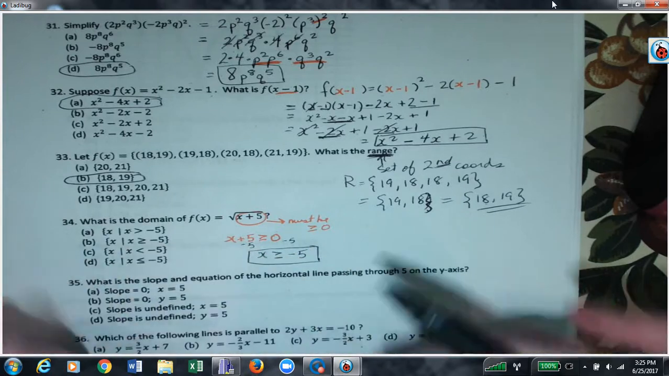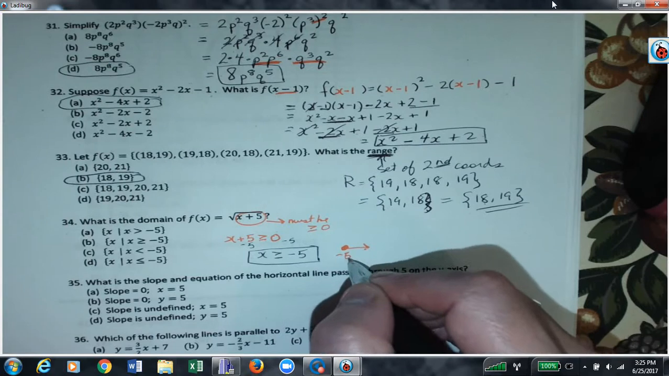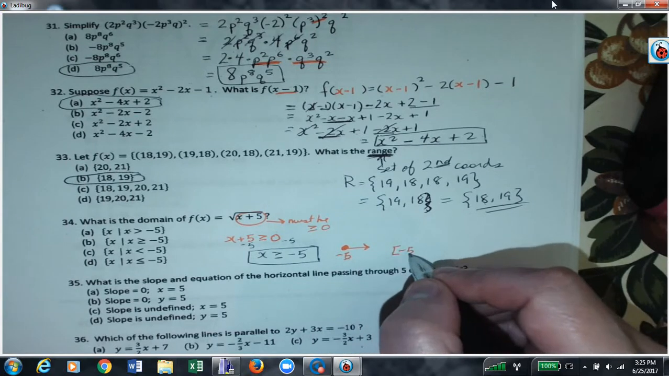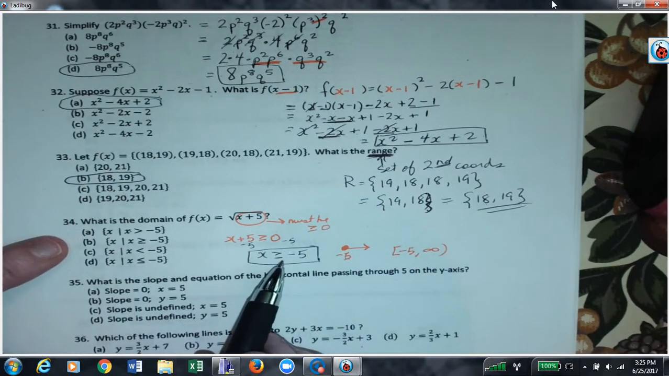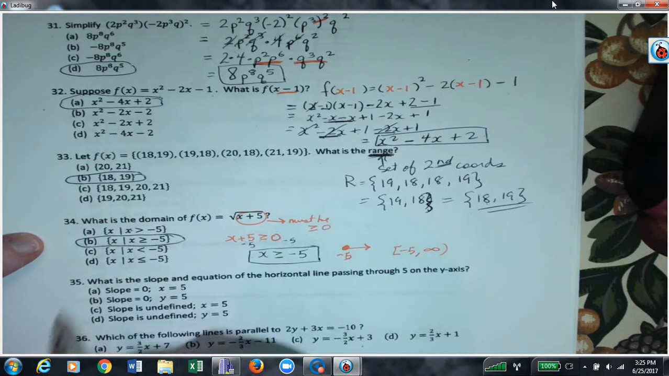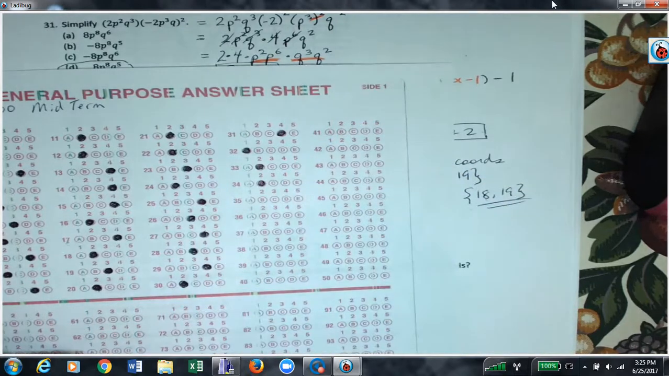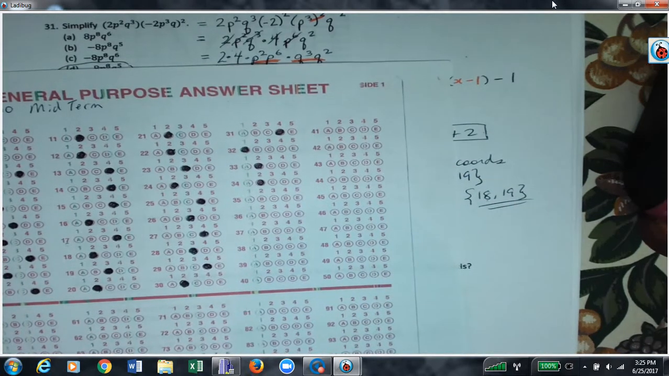And if this was in number line notation, it would be like that. If it was in interval notation, it would be like that. But today, they're asking us for set notation, and so this is the one I'm looking for. So the answer to number 34 is B. So let's move along to the next, going to 35.